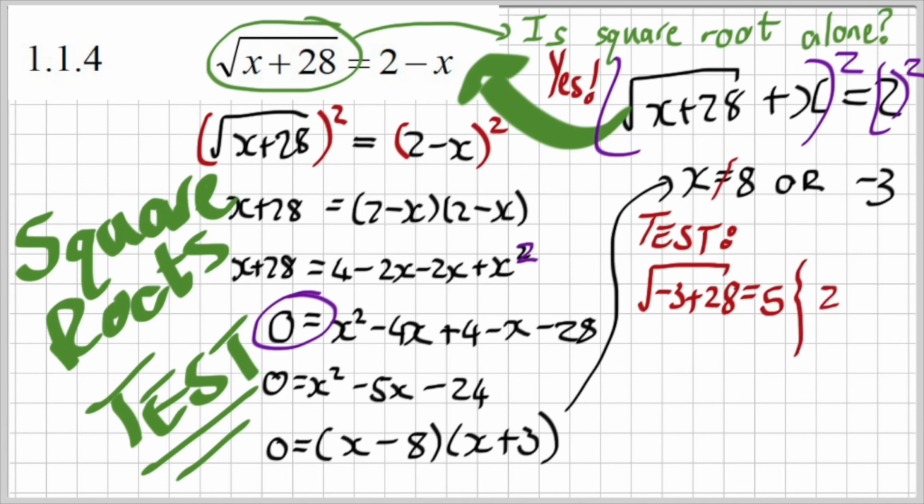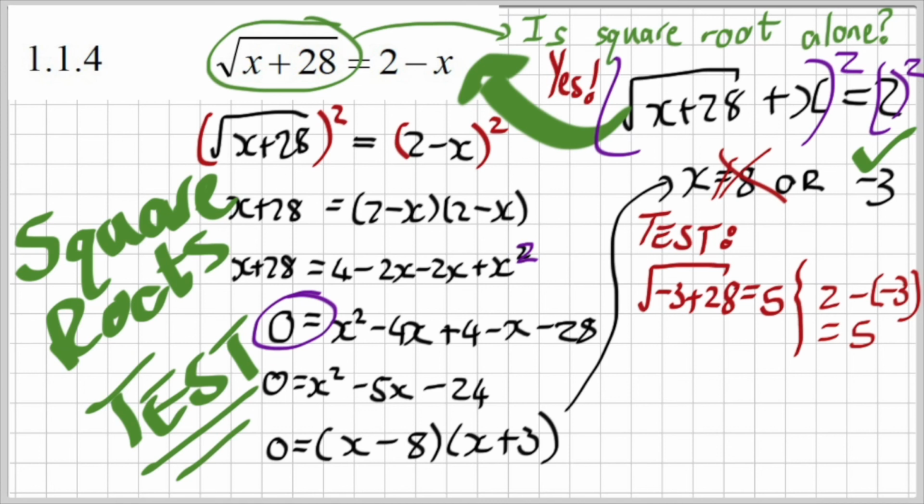But what if I substitute negative 3 in there? Now the left-hand side is equal to the right-hand side. Yes! So therefore x can be equal to negative 3. Sorry for doing the cross out there. I crossed out the wrong one. I should have just crossed out the 8.